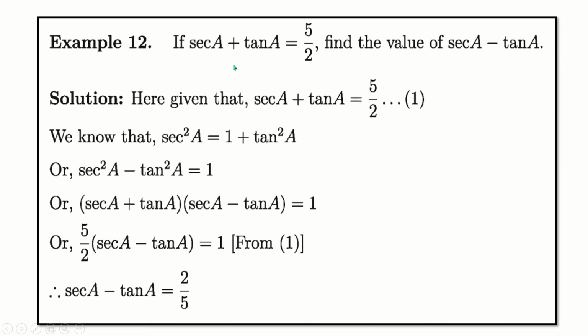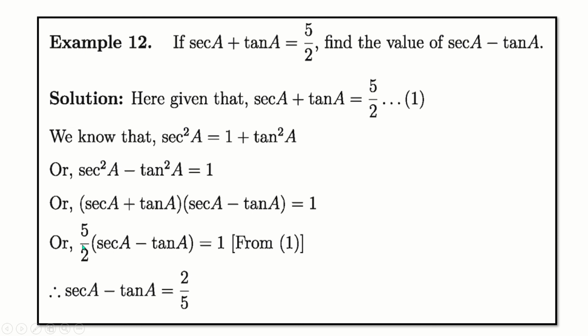Number 12: if sec a plus tan a is equal to 5 by 2, find the value of sec a minus tan a. This is the given condition, but we know sec square a equals 1 plus tan square a. Now convert this into the left side. As a result, sec square a minus tan square a equals 1. You can write this as sec a plus tan a into sec a minus tan a. But sec a plus tan a equals 5 by 2. Therefore, sec a minus tan a equals 2 by 5.